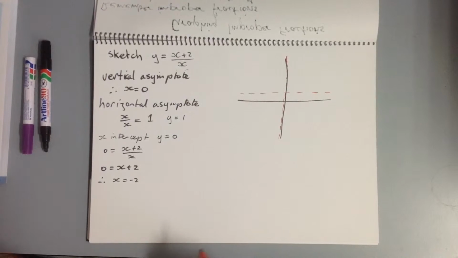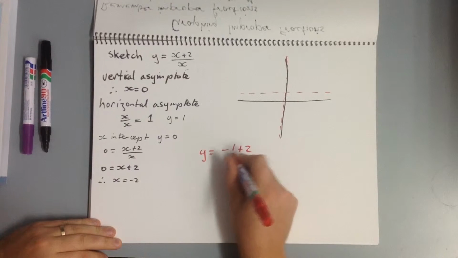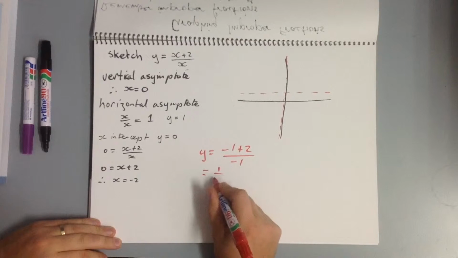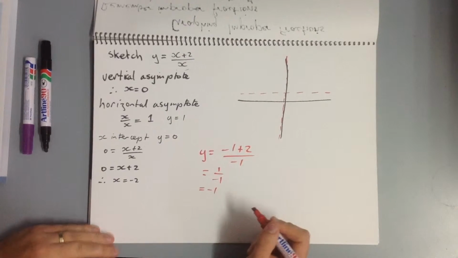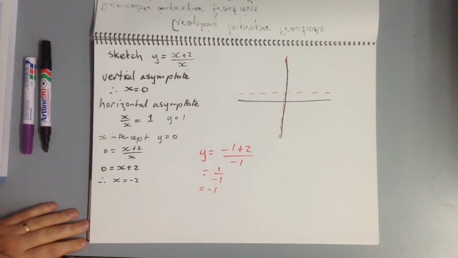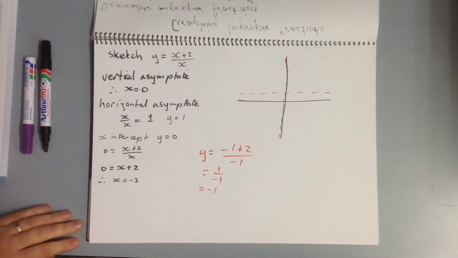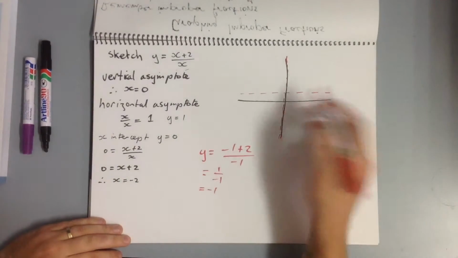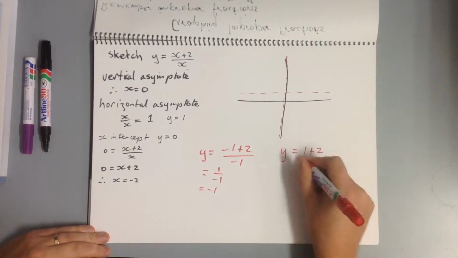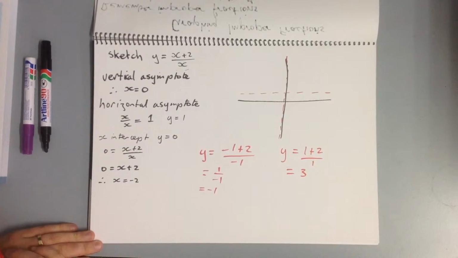So if we select -1, we have y equals (-1 plus 2) over -1. -1 plus 2 is 1, over -1 equals -1. That just means that we're going to be below our horizontal asymptote, because it's a negative value. If we try putting in positive 1 this time, then we have y equals (1 plus 2) over 1, which equals 3. It's positive, so we're above our horizontal asymptote.